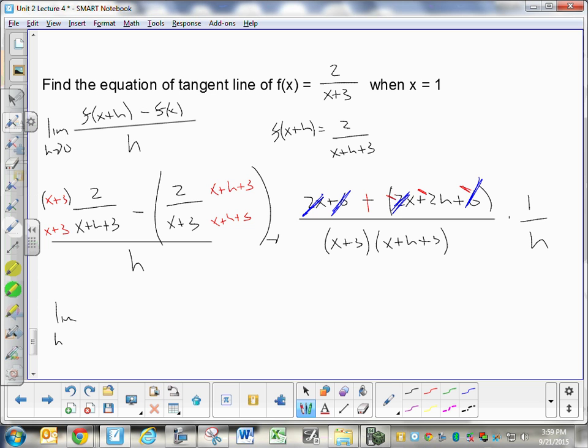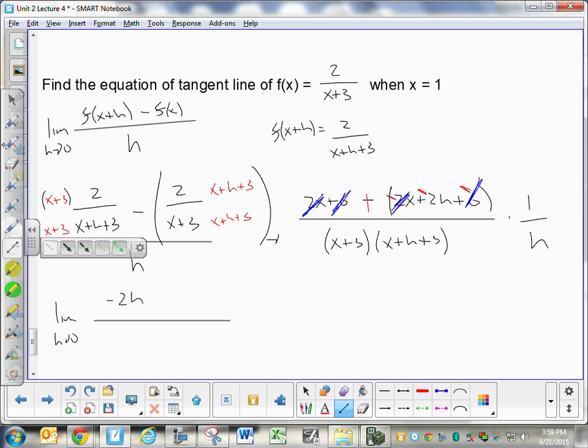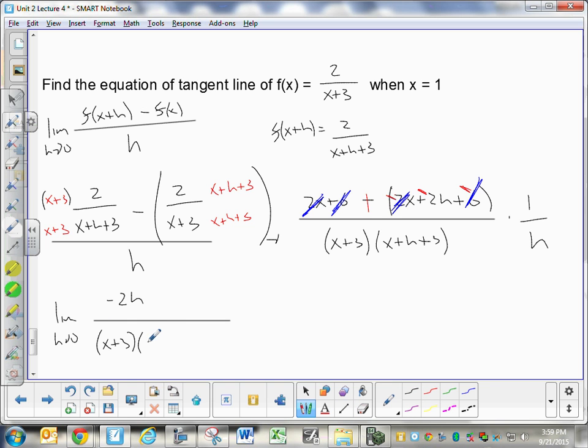The limit as h approaches 0 of negative 2h over x plus 3 times x plus h plus 3, still times 1 over h. The h's cancel.